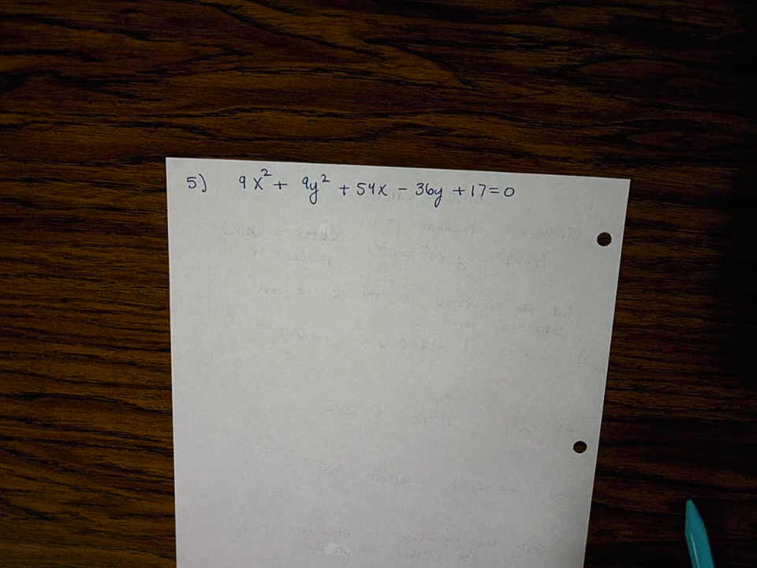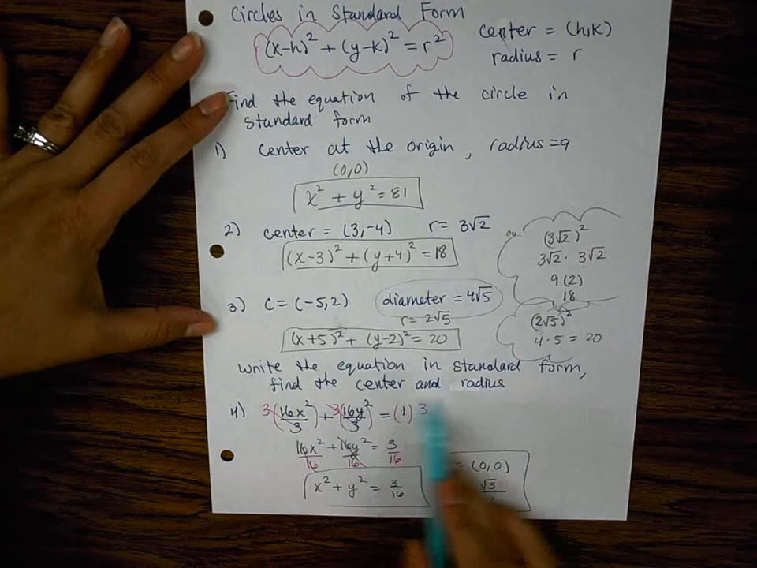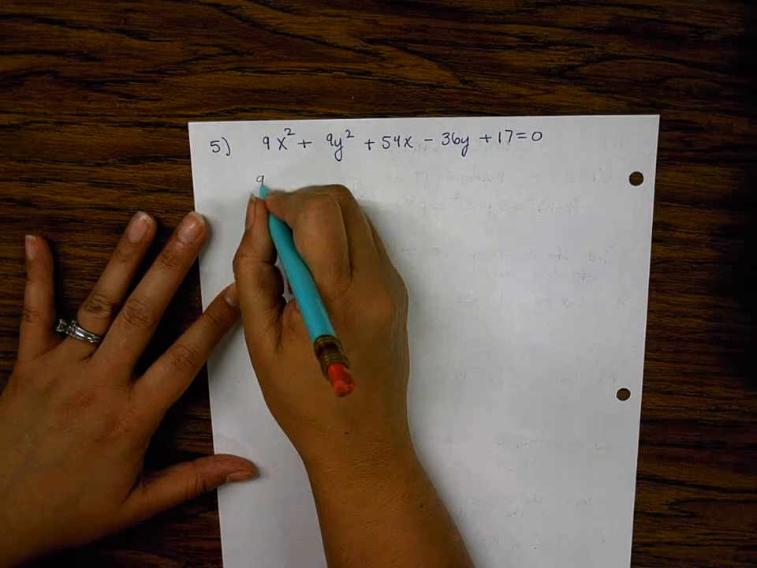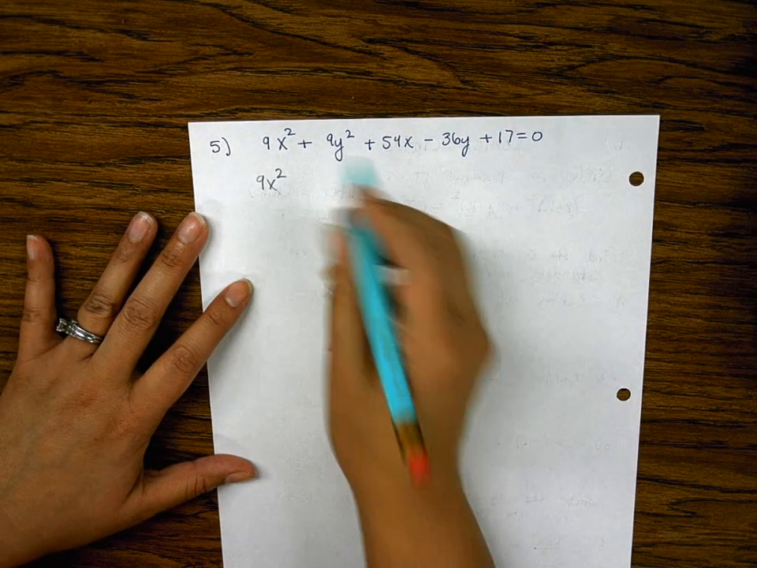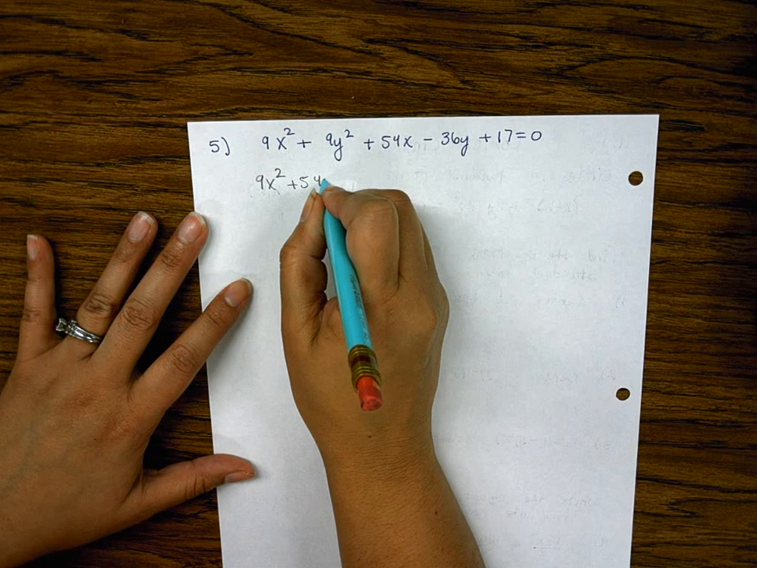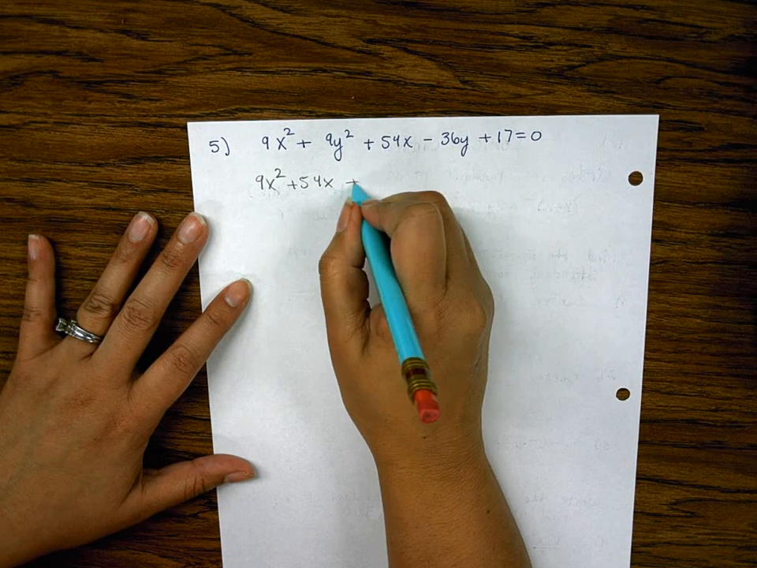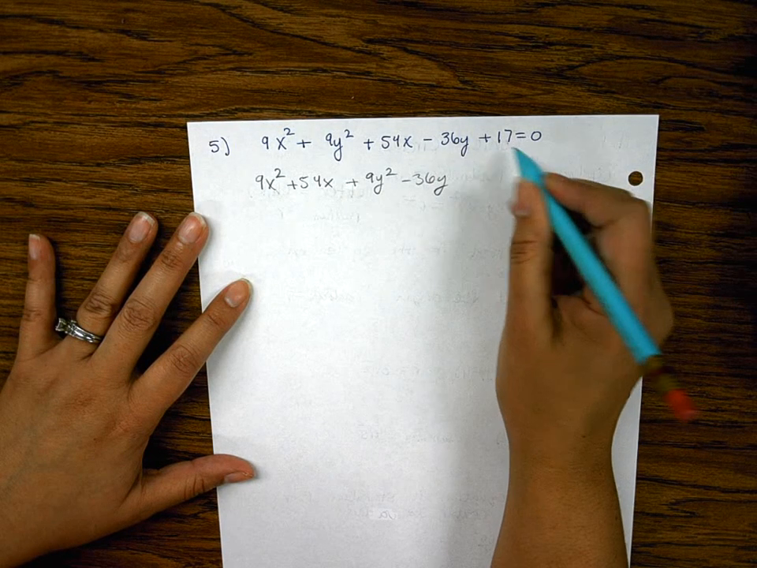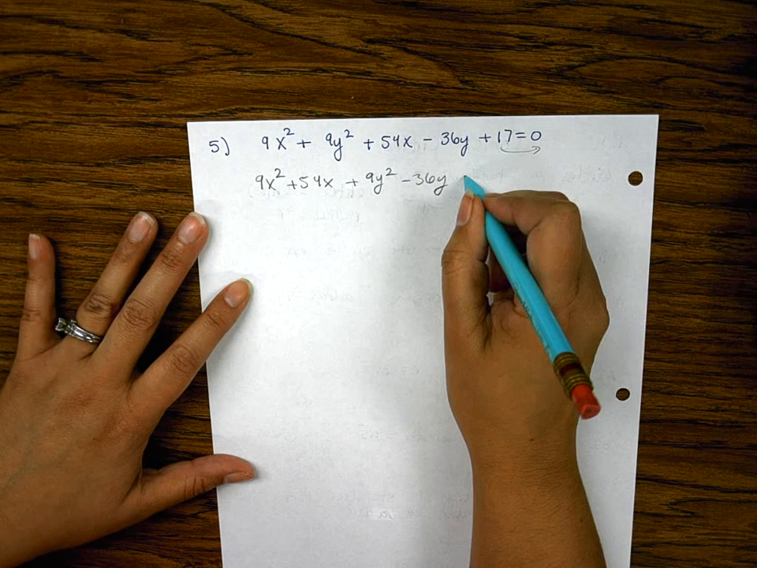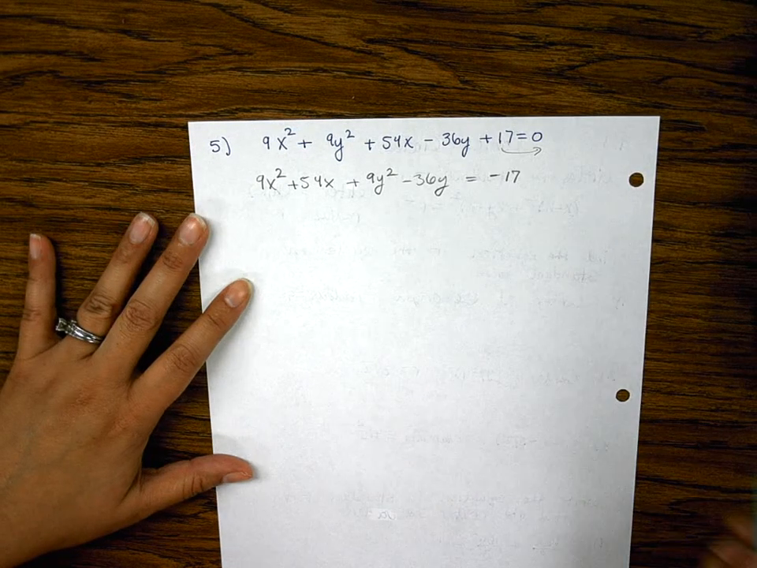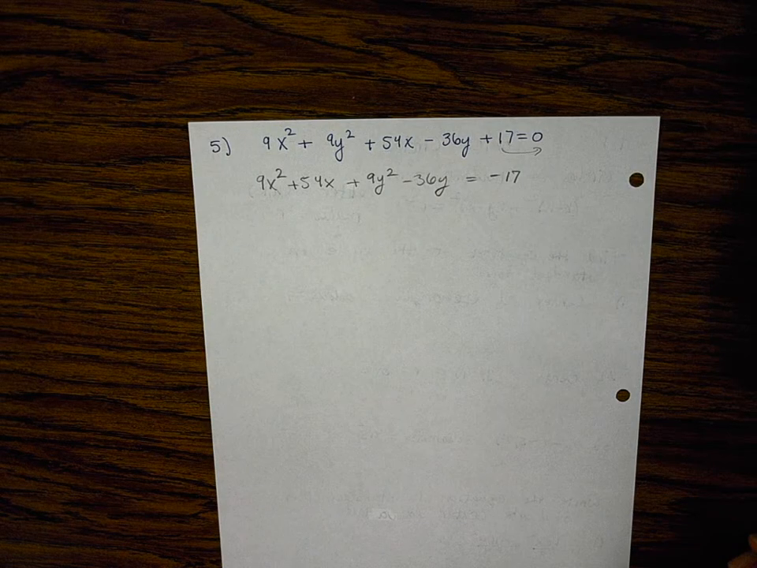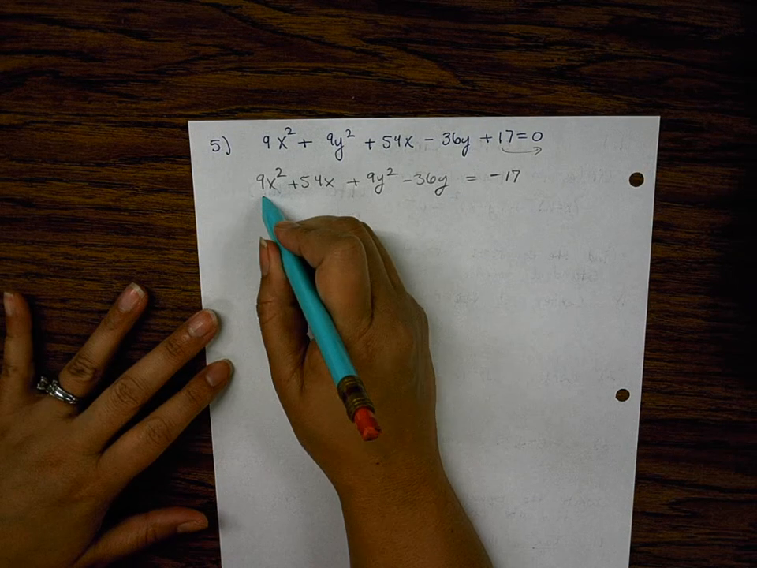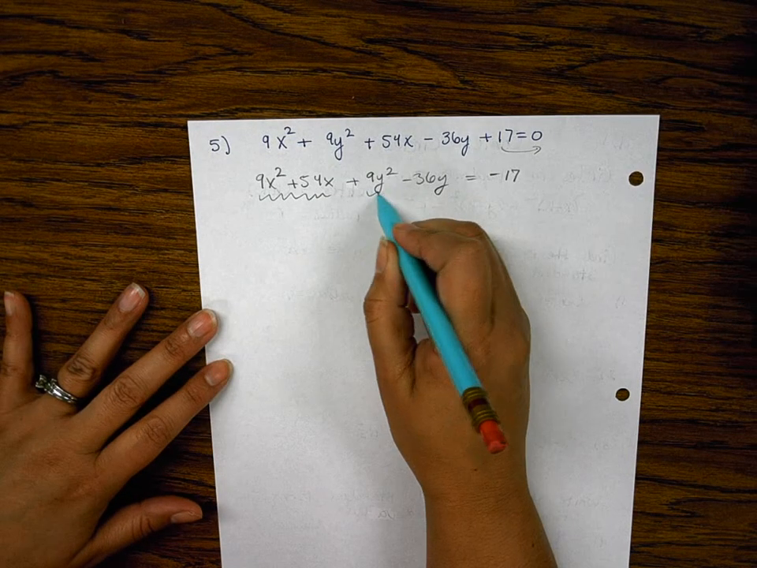Okay, but in this problem, they're asking us to rewrite it in standard form and find the center and radius. What they asked us to do right there. Okay, so rearrange. Get your x's together, 9x squared plus 54x. Get your y's together, plus 9y squared minus 36y, and that 17 is just kind of in the way, so boot it over to the other side, equals negative 17. All right, subtract 17 from both sides is what we did.